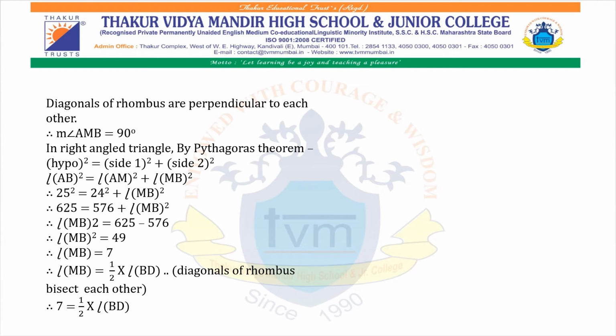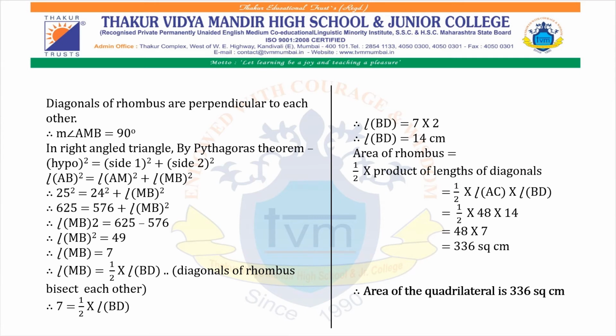25 square is 625 and 24 square is 576. So, length MB square is equal to 625 minus 576. So, length MB square is equal to 49. We all know that 49 is the square of 7. Therefore, length MB is equal to 7 centimeters. Now, length MB is equal to half into length BD because diagonals of a rhombus bisect each other. Therefore, 7 is equal to half into length BD. Therefore, length BD is equal to 7 into 2, that is 14 centimeters.